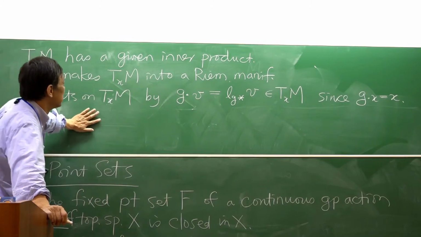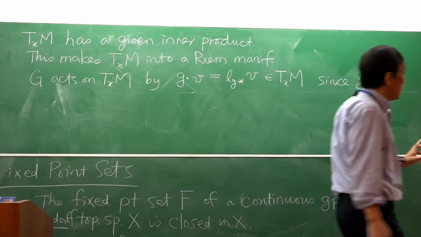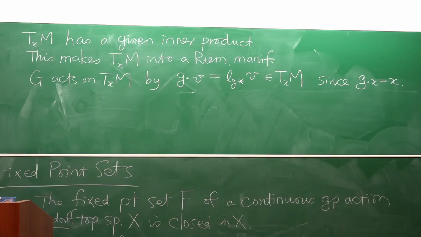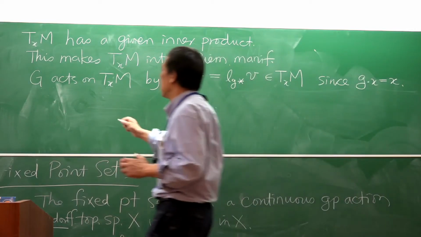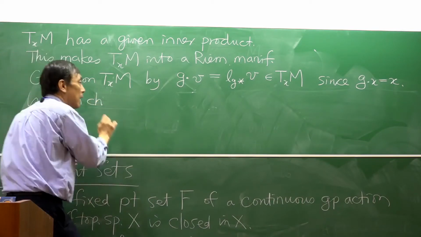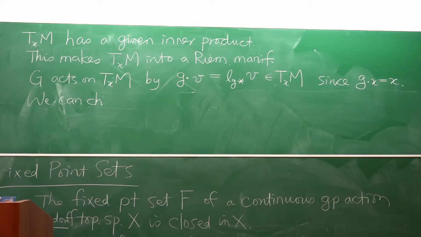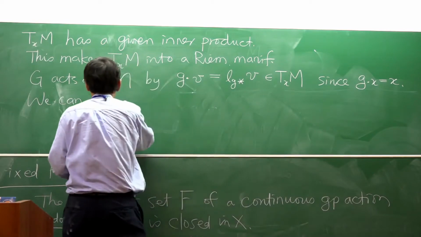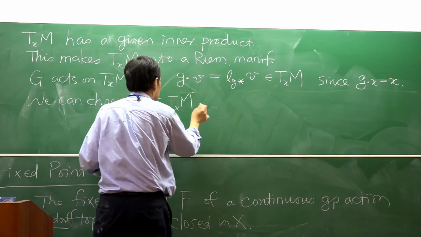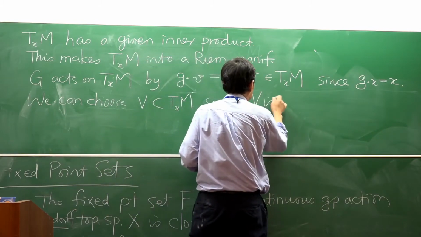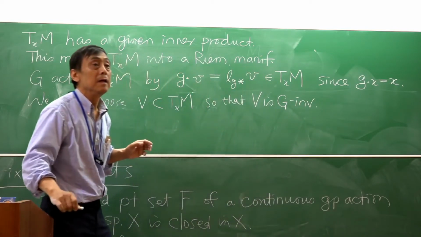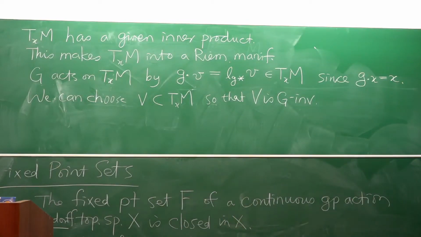So now I have an action of G on the tangent space, and then here I choose a small V. I choose V in the tangent space so that V is G invariant. I want to make sure that G takes V to V. And how do I do that? How can I choose V so that I know that it's invariant under the action?